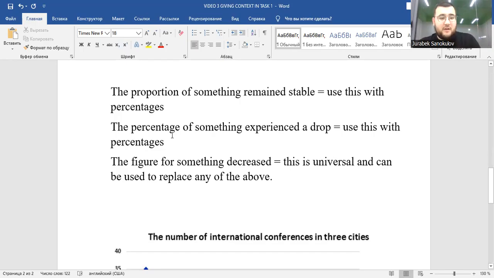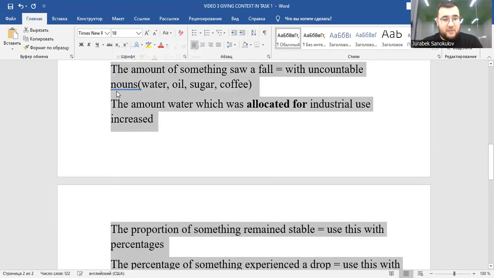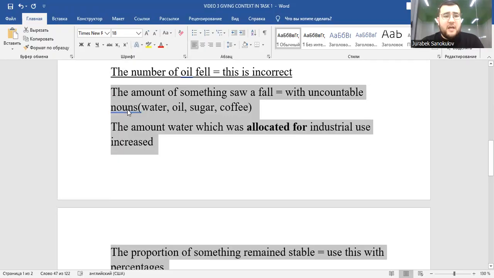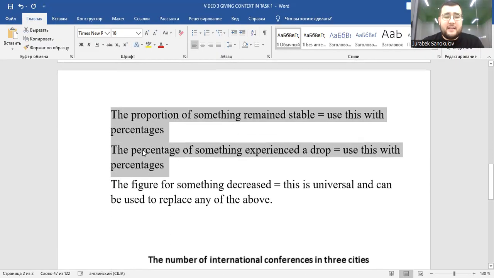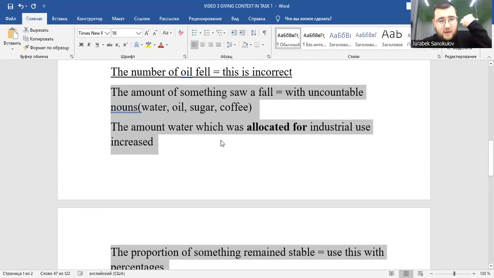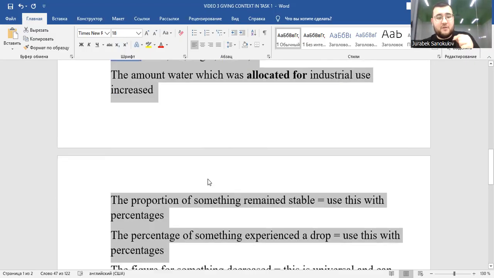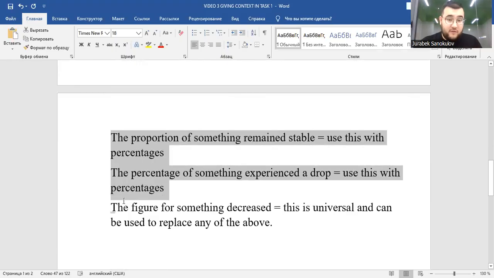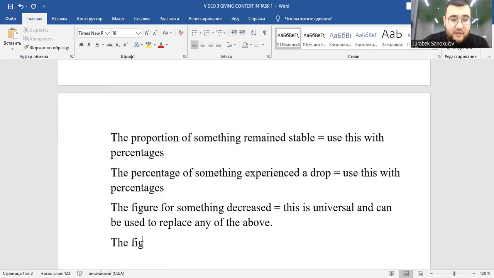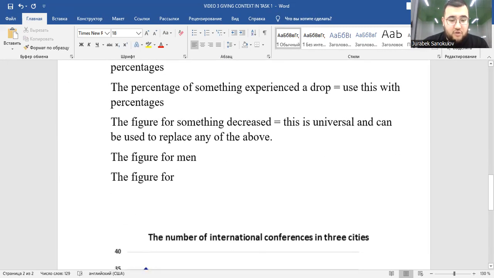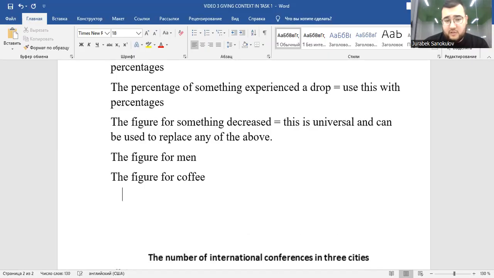So here we have seen these four words, sentence structures, let's just say. And you can replace any one of these, instead of the proportion, instead of the amount, instead of percentage, instead of the number of, you can use the word the figure for. It's a universal thing. For example, the figure for men, you can say the figure for sugar or coffee. You can even use it with percentages as well.